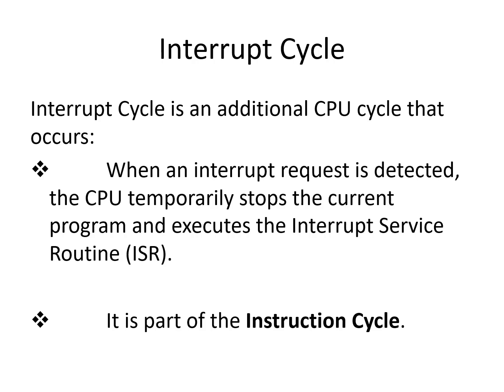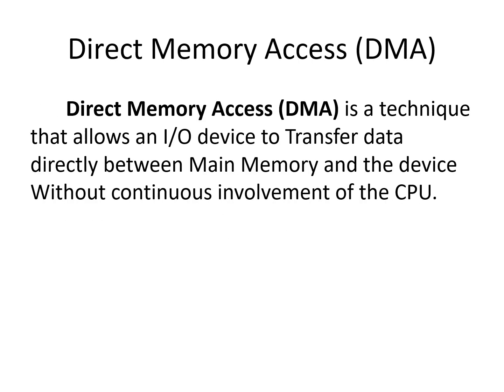Then the interrupt cycle. The interrupt cycle is part of the instruction cycle. When the interrupt is detected, the CPU pauses the current instruction execution, executes the interrupt service routine, and then continues the original program. It ensures efficient handling of multiple tasks.